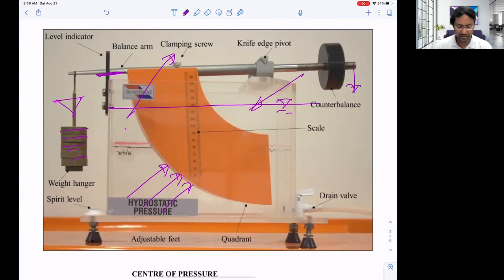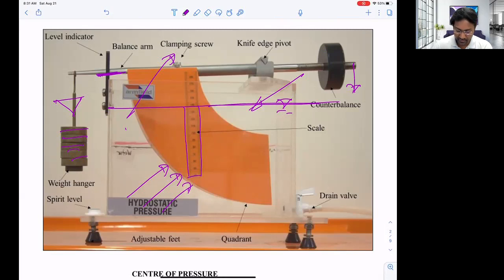When it is balanced, then you have to take the reading. How can you take the reading? It is already there, so you can see the scale here. So what type of reading do you need to take?